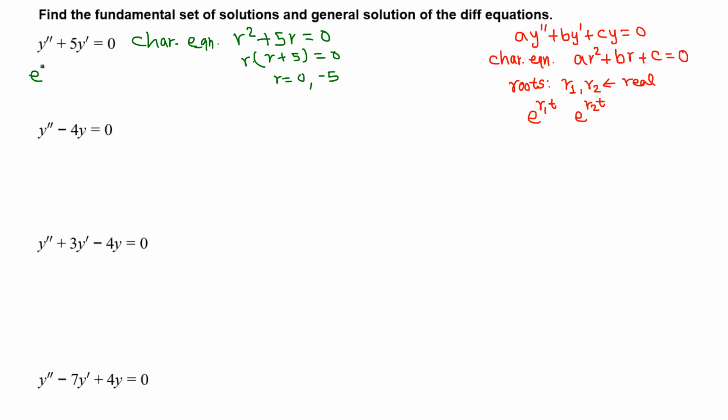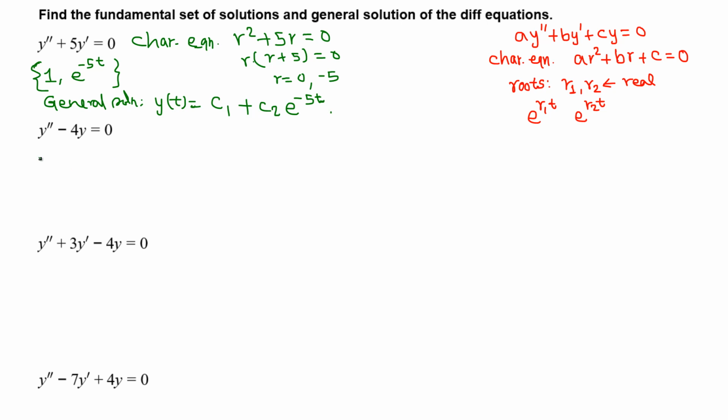So e raised to 0t is one solution. By the way, e raised to 0t is e raised to 0, which is 1. So this is 1. And e raised to negative 5t. So this forms a fundamental set of solutions for this differential equation, and the general solution y is C1 times 1 plus C2 times the second solution, e raised to negative 5t.